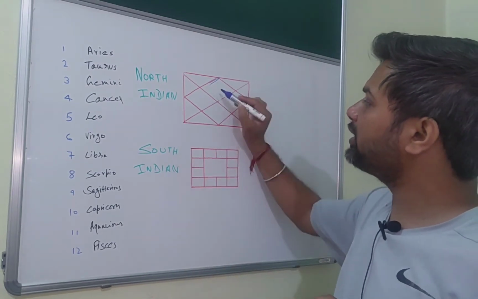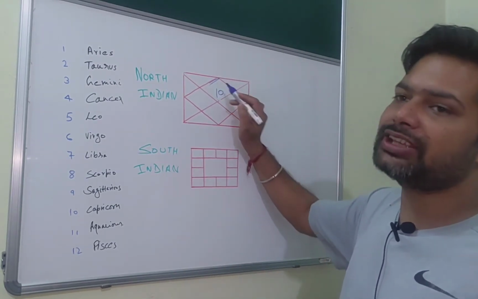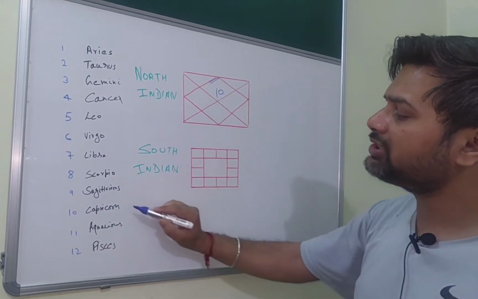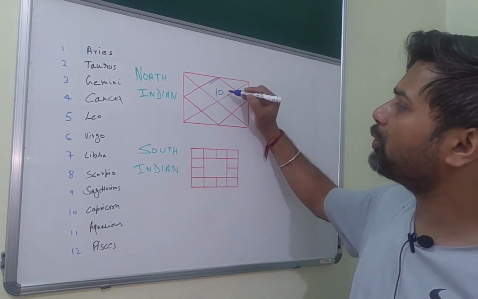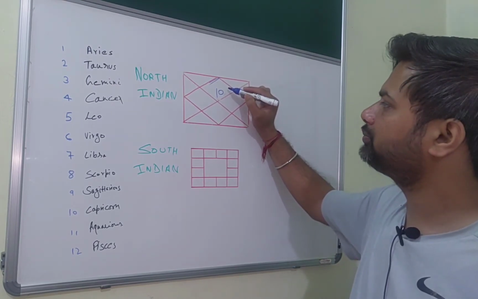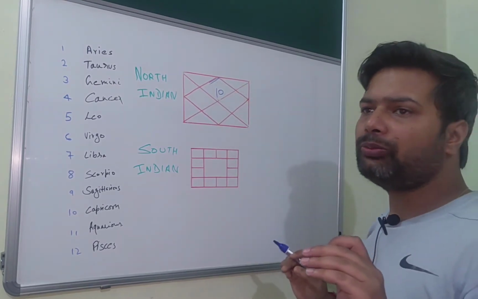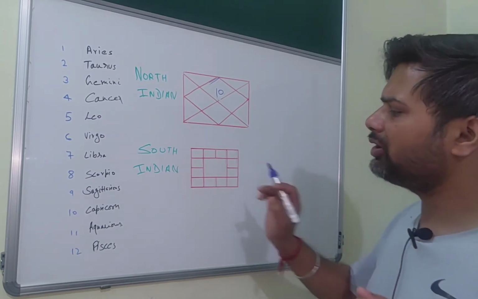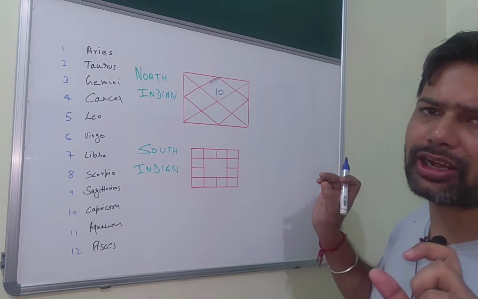For example, the 10th number shows the 10th Rasi. 10th Rasi, 10th Lagna. So 10th is Capricorn. So this is Capricorn Rasi and Capricorn Lagna. Now, don't get confused with the native's Rasi. It's just about Lagna right now.